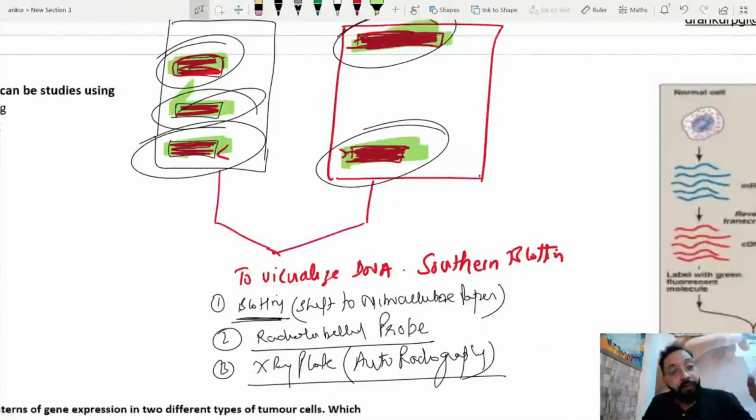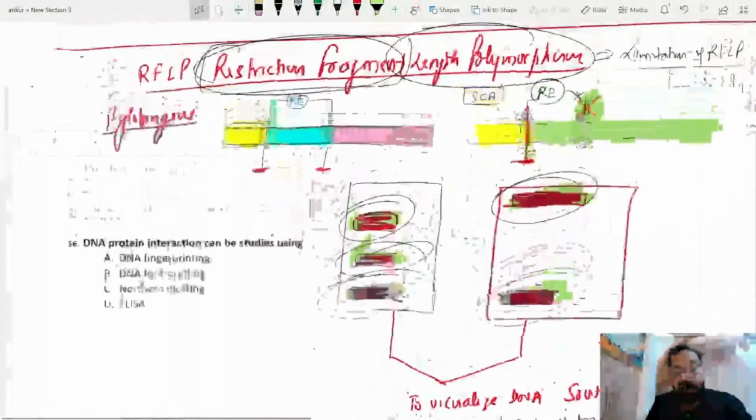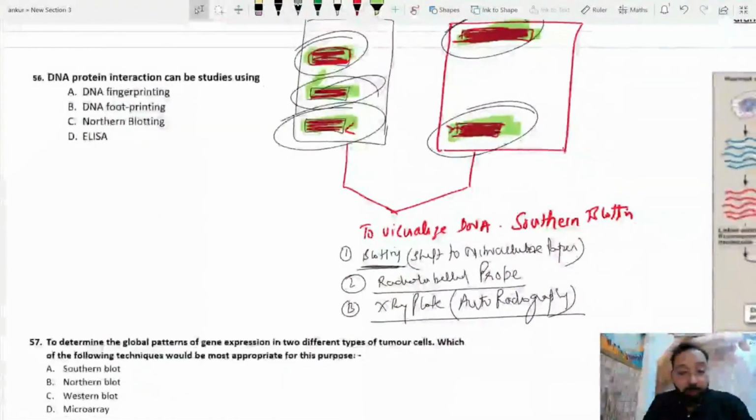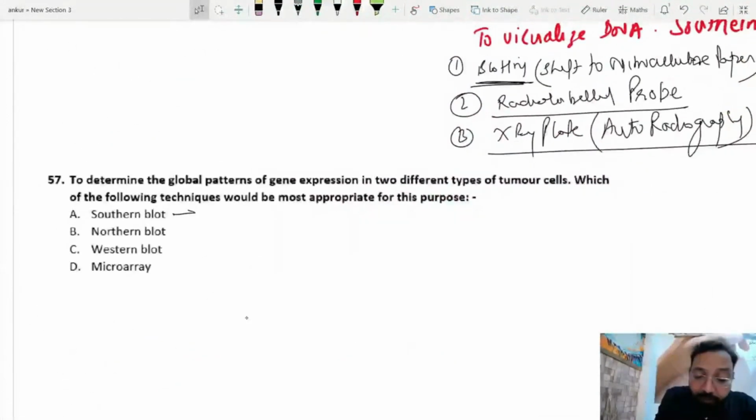If you check this X-ray plate and 3 bands are there, then it is normal. If two bands are there, it is sickle cell anemia. This is RFLP complemented by southern blotting. To visualize DNA, we do southern blotting. To visualize RNA, northern blotting.